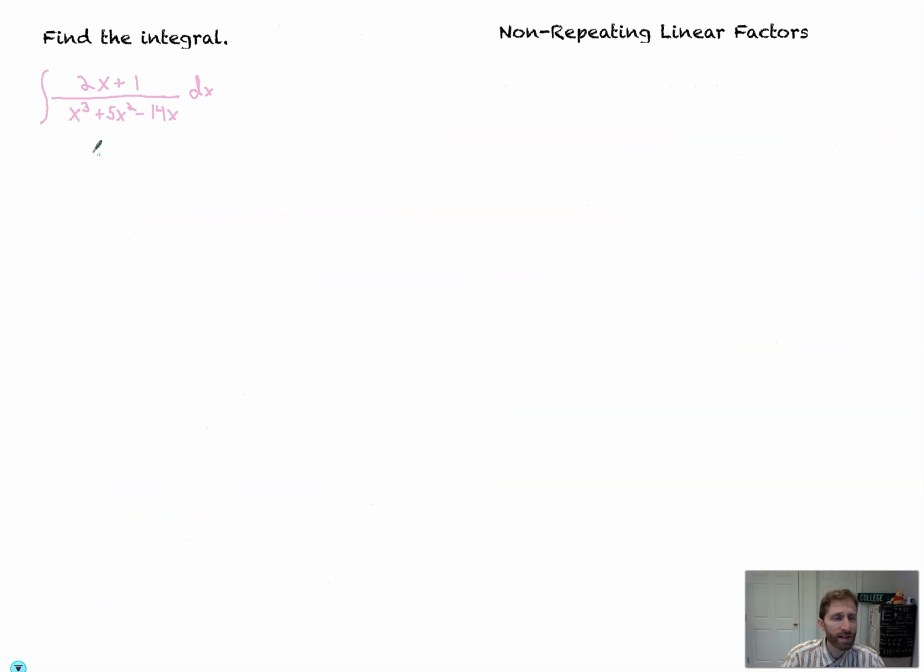So with this one, we do the same thing. We notice this could be factored. U substitution is not going to work. So I'll write it as 2x plus 1 all over, factor it out, x times x squared plus 5x minus 14. And we're going to split that up a little bit more. That's the same as 2x plus 1 over x times, we got 3 factors here. This has to be x plus 7 and x minus 2.